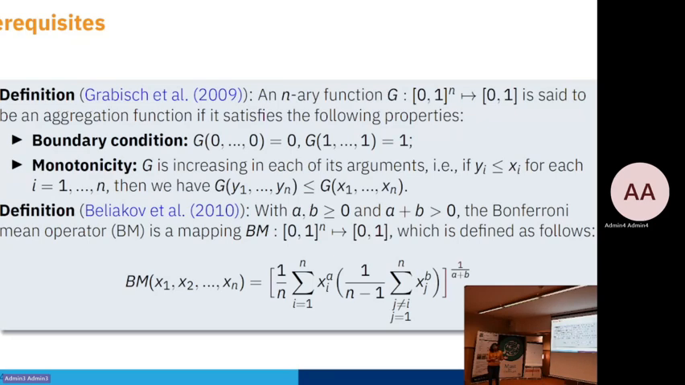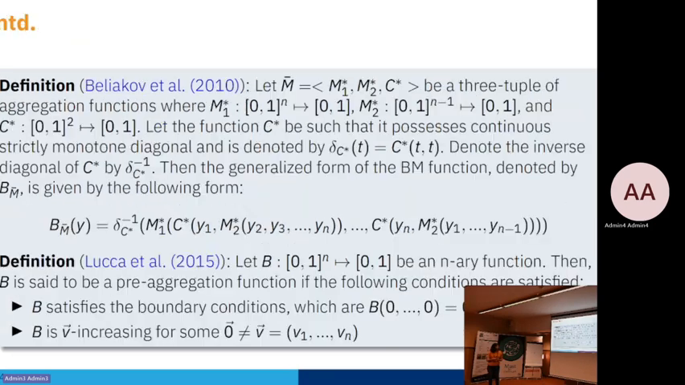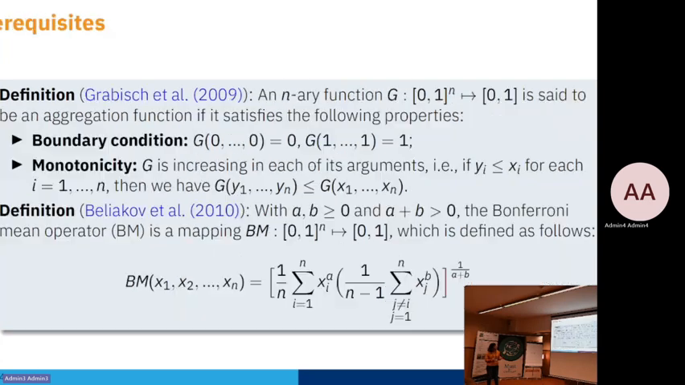But here we want to use this as a pre-aggregation form. This is the generalized form of the Bonferroni mean operator, which is defined on the three-tuple of aggregation operators M1 star, M2 star, and C star. By choosing these different kinds of aggregation operators, we have different kinds of Bonferroni mean functions.